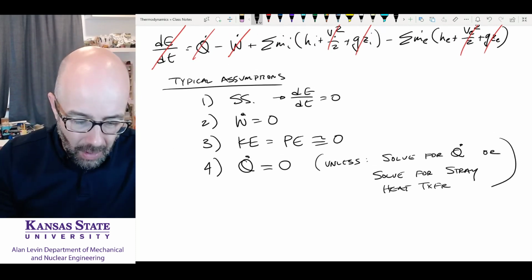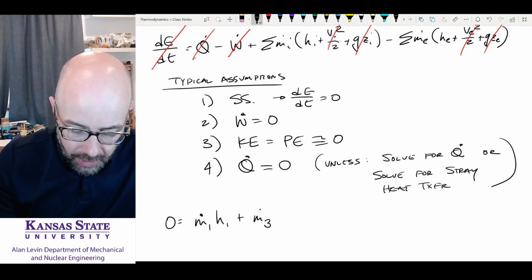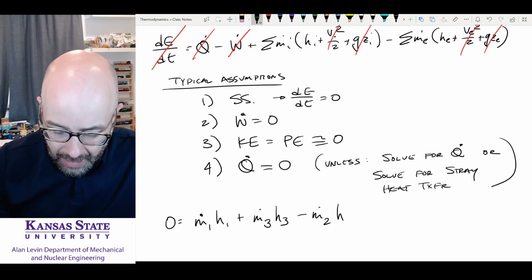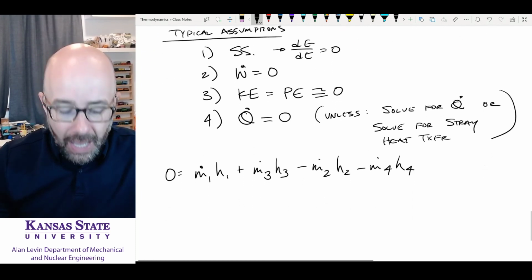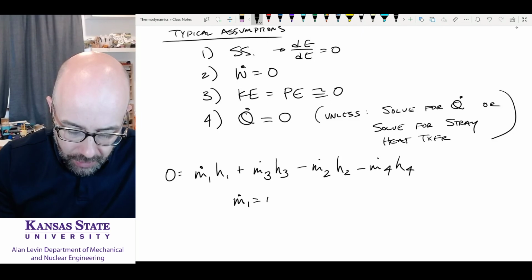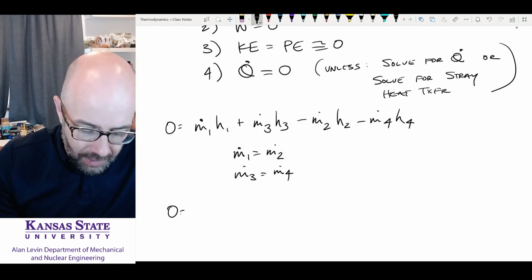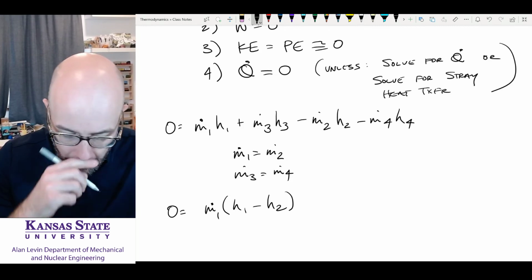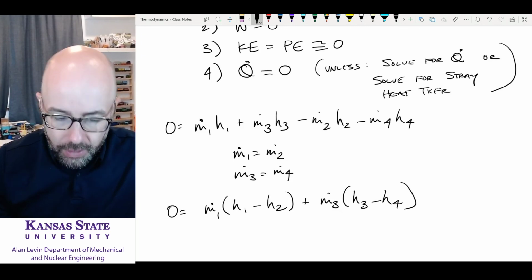So when we get down here, for our equation, we're also going to have 0 equal to, well, there are two flows coming in: m dot 1 H1 plus m dot 3 H3. And going out, there are two flows: minus m dot 2 H2 minus m dot 4 H4. There are two flows coming in and two flows coming out. And we know through mass continuity that m dot 1 is equal to m dot 2, and m dot 3 is equal to m dot 4. So we can write this as 0 equal to m dot 1 times (H1 minus H2) plus m dot 3 times (H3 minus H4). So we can do it this way.